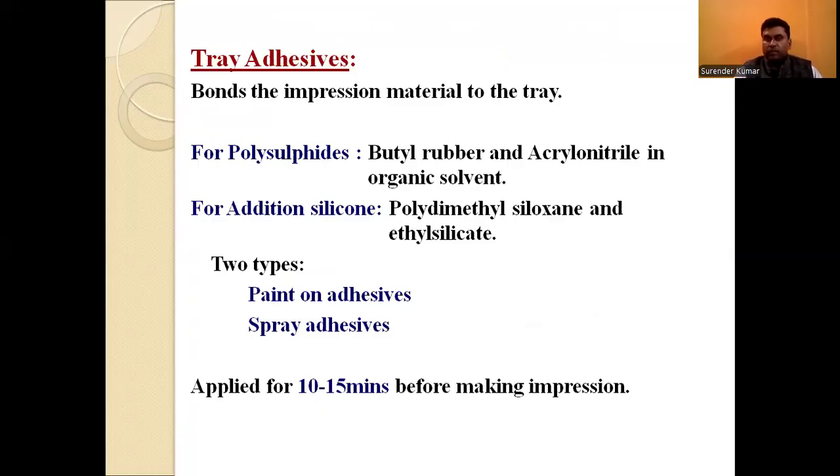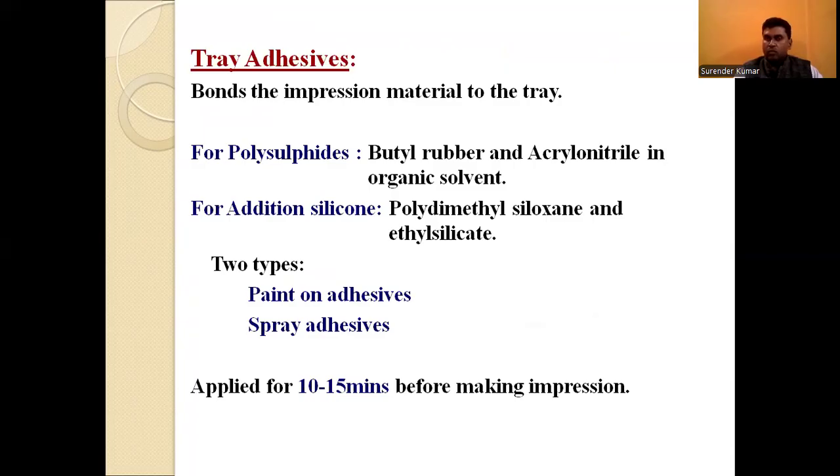You can either have perforated trays, or if they are non-perforated, you can use tray adhesives, which bond the impression material to the tray. For example, for polysulfide, butyl rubbers and acrylonitriles in organic solvents can be used. For addition silicones, there are separate tray adhesives which are supplied, and they have polydimethyl siloxane and ethyl silicate as their constituents.